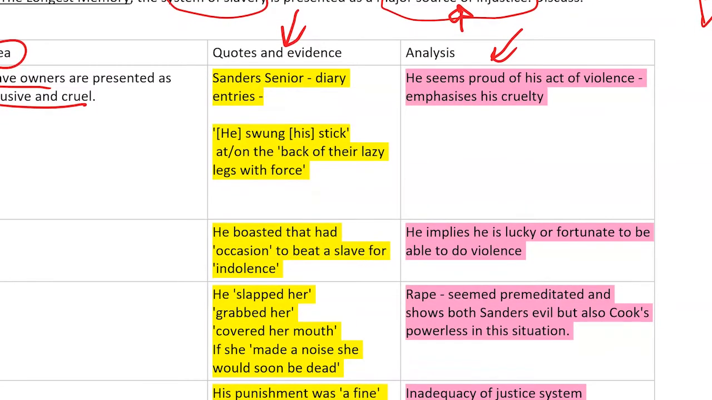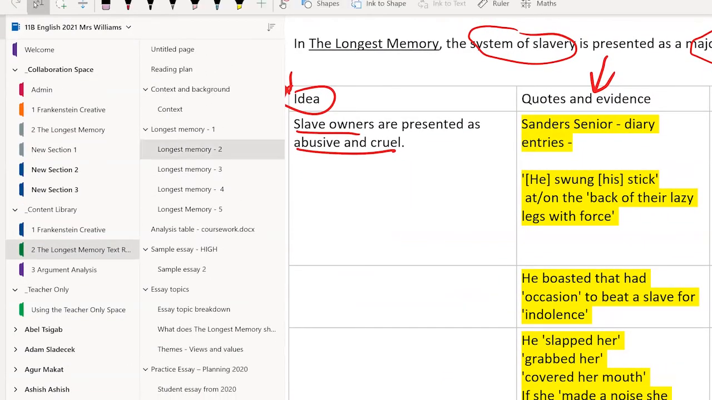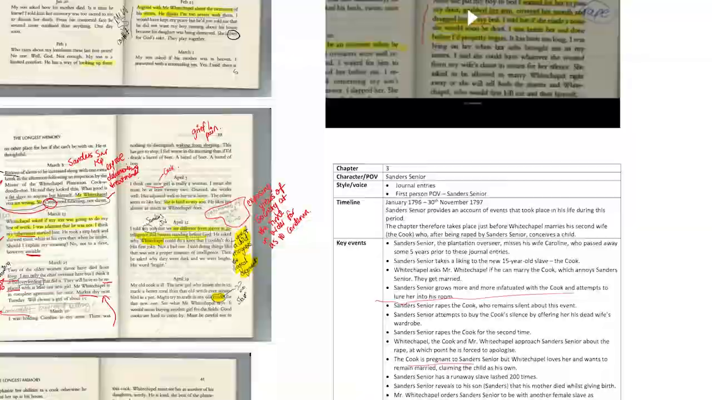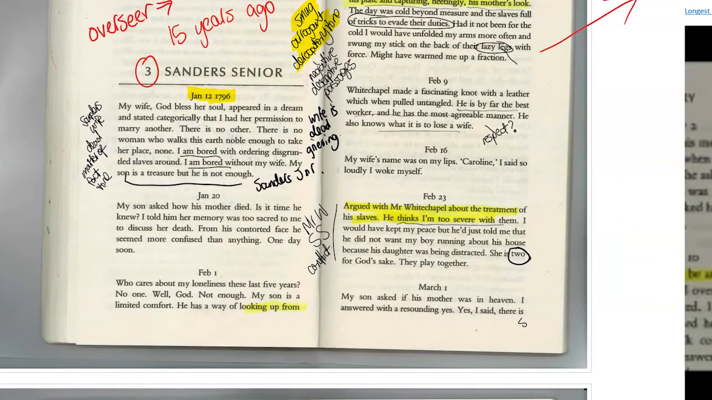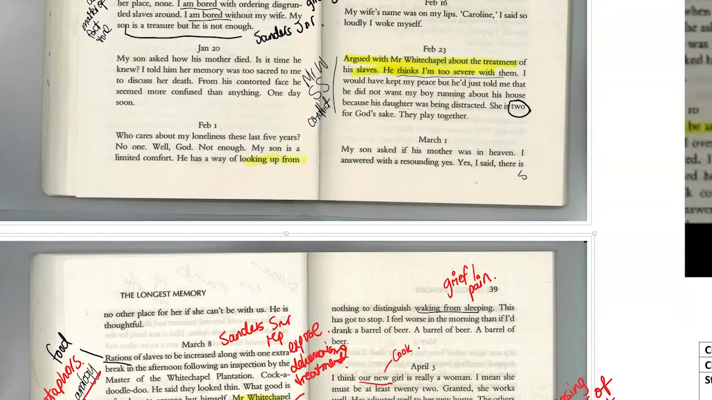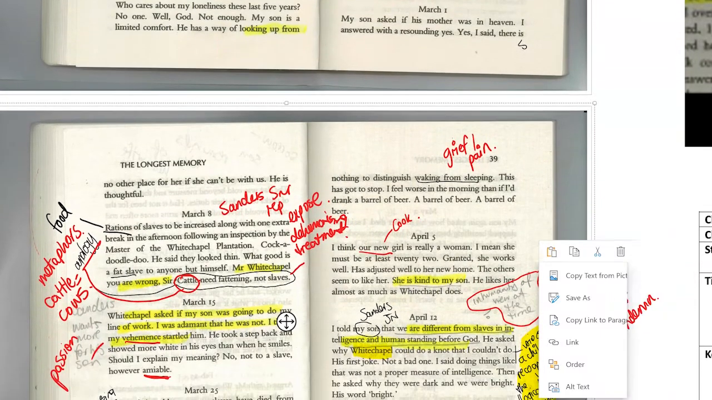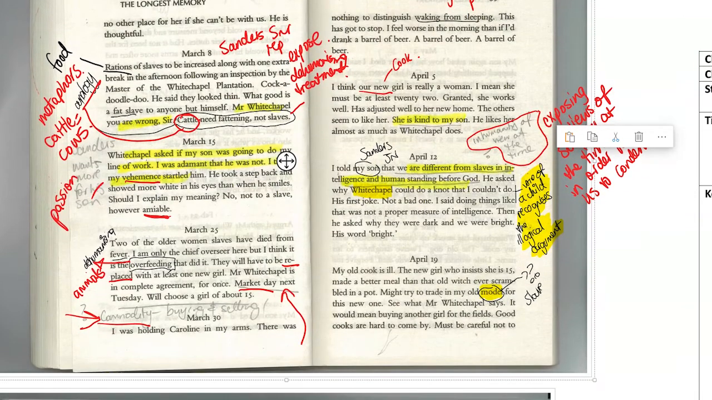So we went to Sanders Sr.'s diary entries, and I asked you all to find me examples in there of injustice. And if you remember, we came into the diary entries and you guys found examples of cruelty. You talked about the fact that he was swinging his stick on the back of lazy legs. And so that was the quote from page 37. We took a quote. Oh, there's one here that would be a good example if you wanted to use it. The fact that he used a metaphor to describe slaves as lower than cattle.